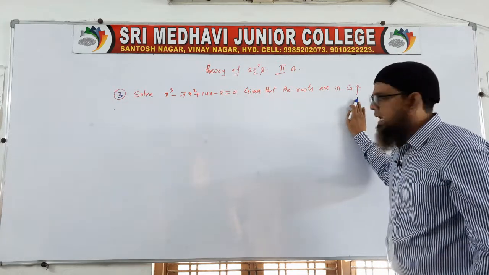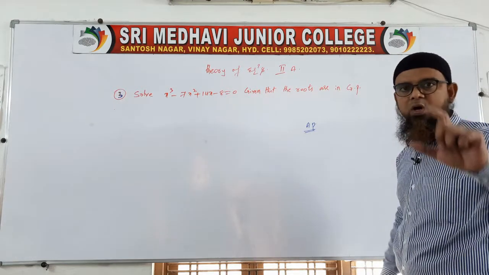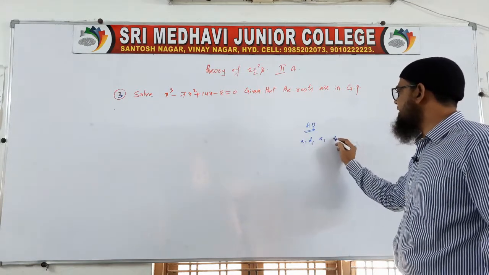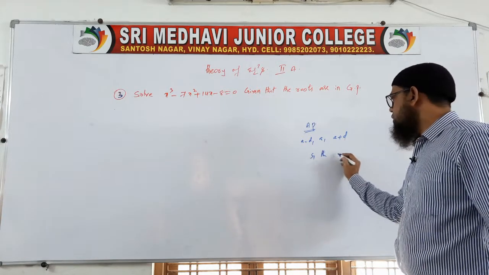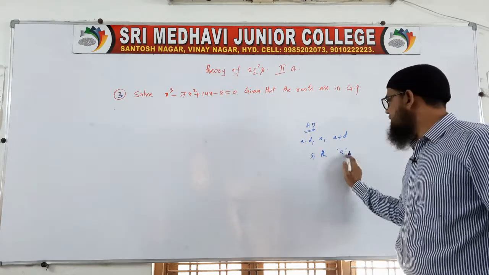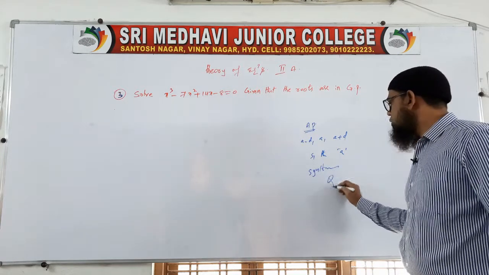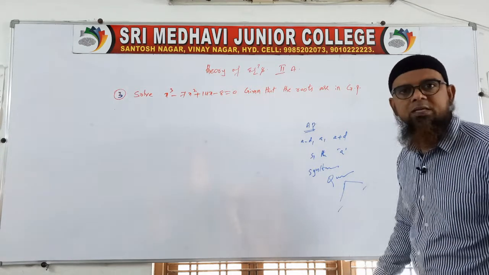Once again, I will tell you, whenever the roots are in AP, in short form I will tell you the procedure. We are taking the roots a minus d, a, a plus d, we are applying S1, then you will get a value. By using a, we are doing synthetic division, you will get a quadratic equation, split it, you will get 2 factors, problem is over.